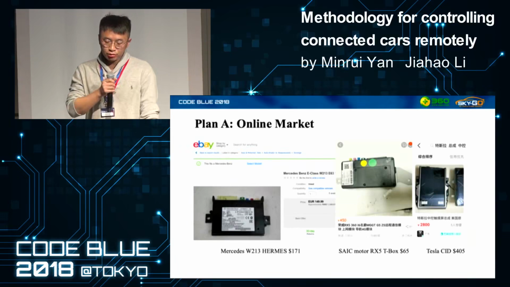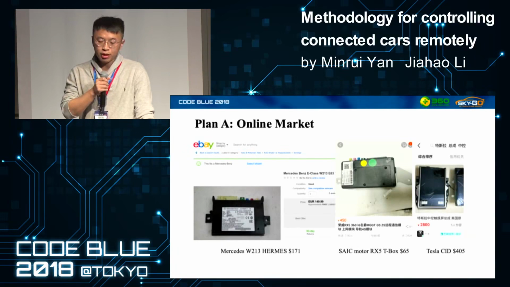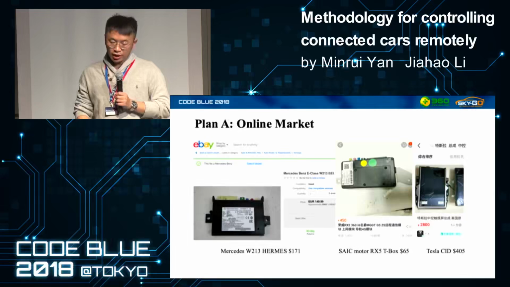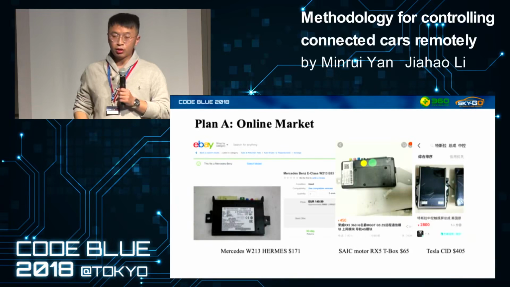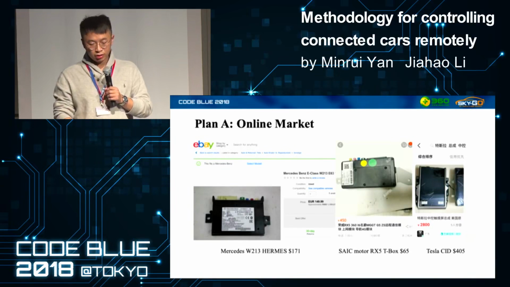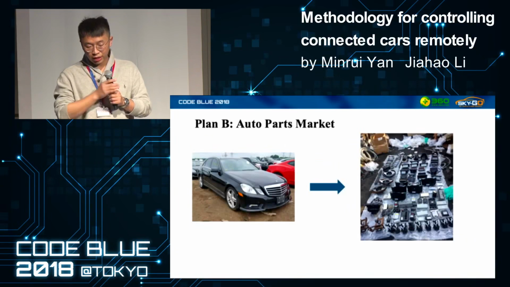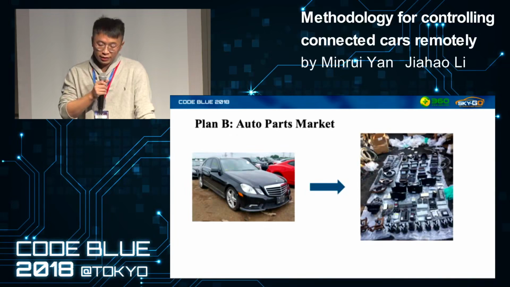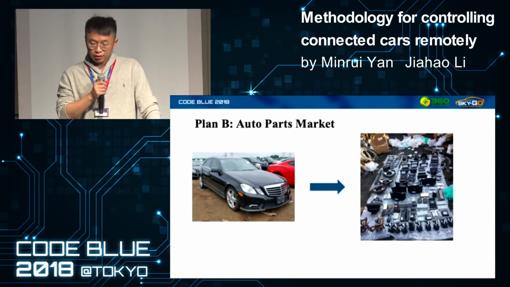To build a simulation environment, we need some parts from a real car. You can buy car parts on eBay, Alibaba, and Taobao. It is very cheap. This is plan A, which you can buy from the online market. Plan B is the auto parts market, which is offline. The better choice is the offline auto parts market.